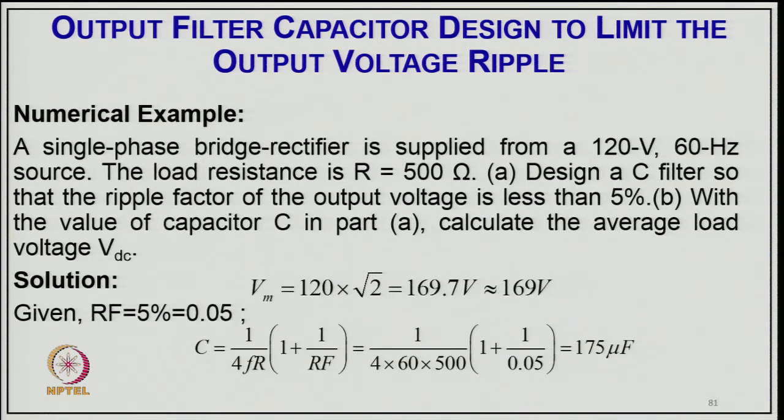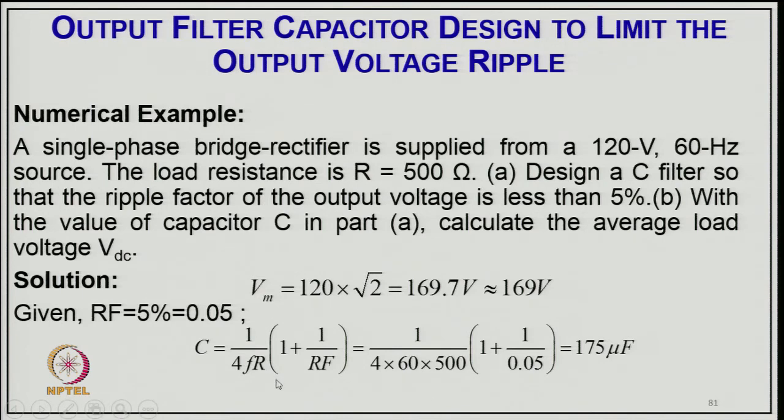So, coming to a numerical example based on that: a single phase bridge rectifier is supplied from a 120 volt, 60 hertz AC source. The load resistance is R equal to 500 ohm. Design a capacitor so that the ripple factor of the output voltage is less than 5%. Part A, the value of capacitor C, and calculate the average voltage. Here the ripple factor is given as 5%, that is 0.05, and V m equal to 120 root 2, that is 169.7, around 169.